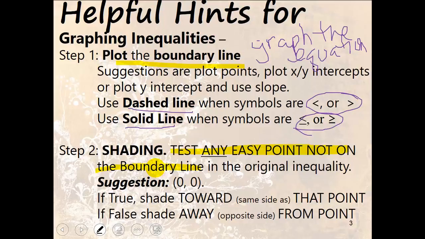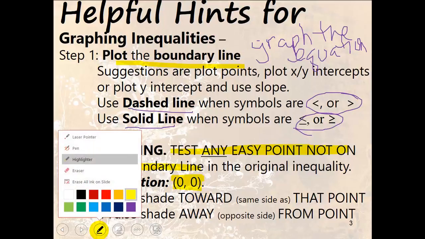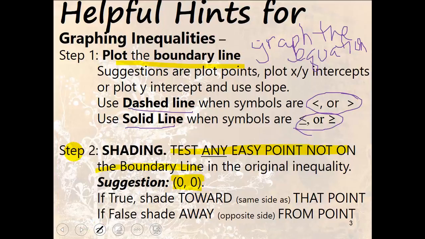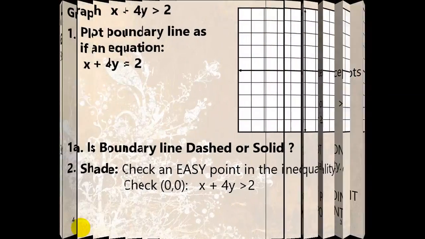Then once you test the point, like I like to test 0, 0, that's my go-to point as long as it's not on the line. The point that you test cannot be on the boundary line. So once I pick it, if it makes the inequality true, I'm going to shade toward that point, or another way of saying it is on the same side as that point. If it's false, I'm going to shade away, or the opposite side from that point. And this will become more clear when we actually do a couple examples. So let's do a couple examples.